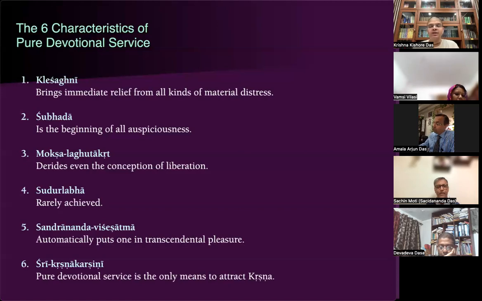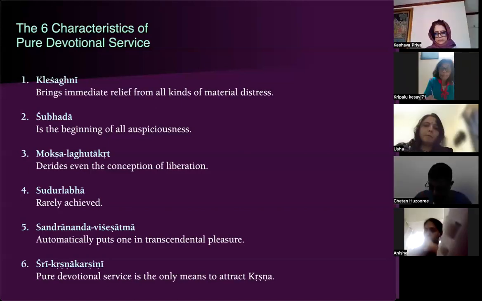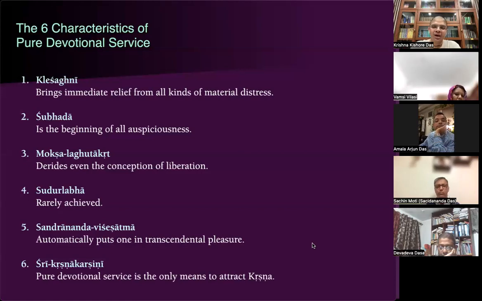Actually, our acharyas have compared liberation to spiritual suicide, because there is no service. So what will we do by getting liberation? So that is moksha laghuta krit. Pure devotional service derides even the conception of liberation. It goes beyond liberation.